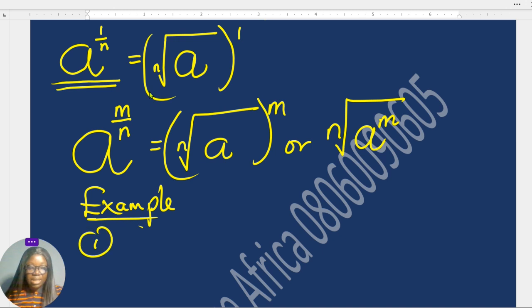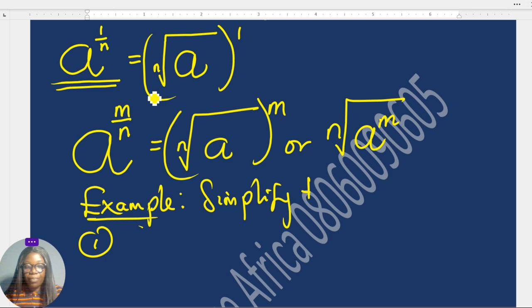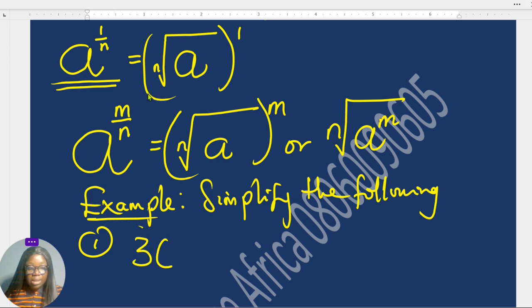Now, this is the first example we have to simplify, okay? Simplify the following. So the first one is 36 raised to power 3 over 2. 36 raised to power 3 over 2. So how will you simplify this? So it is done this way.